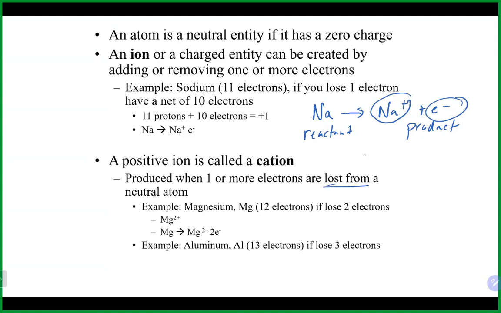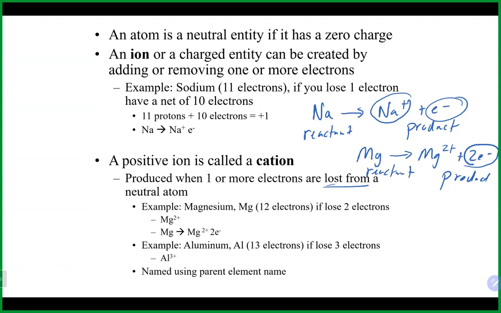Now, magnesium we can also represent the same way. Magnesium goes to magnesium ion plus 2 electrons. In this case, magnesium will lose 2 electrons, again on the product side. This is our reactant, our neutral atom where we're starting. And aluminum will lose 3.